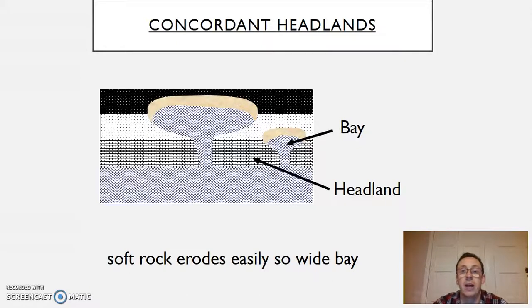The soft rock at the back is going to then get eroded in a really pronounced fashion, and it's going to make really big bays. Once we've got these bays there, then we've got our concordant headlands and bay coastline.